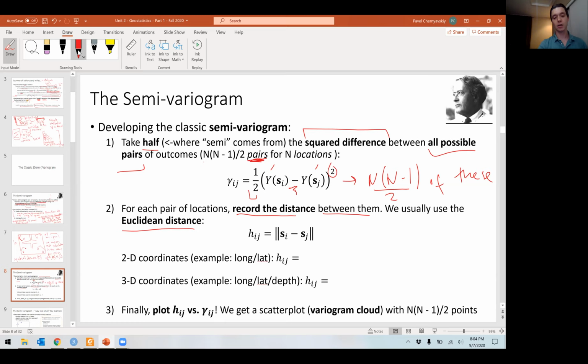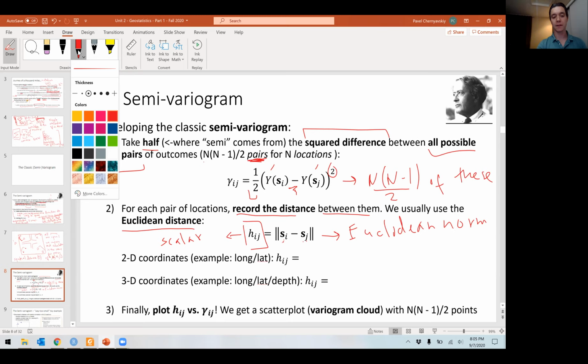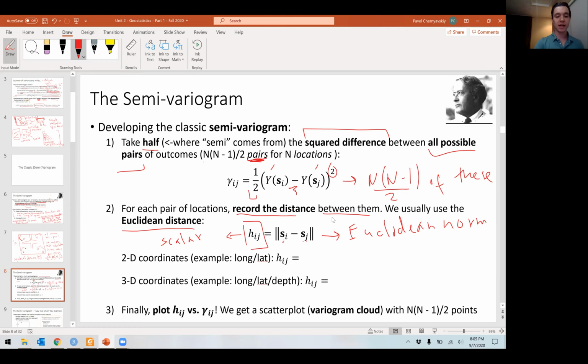That's one kind of notation. Notice that we boil down the exact locations to just the distance between them, right? The distance between two locations, i and j, is now a scalar term. The coordinates that measure each location are a vector, latitude and longitude, etc. But once we pull it through the Euclidean norm, out pops a scalar.